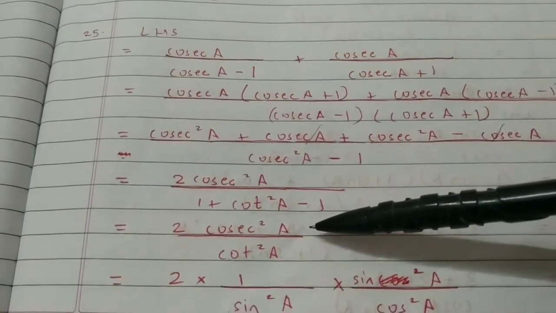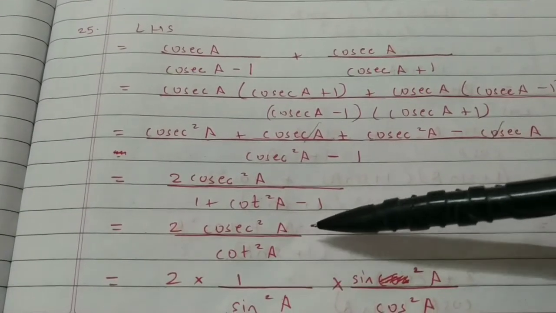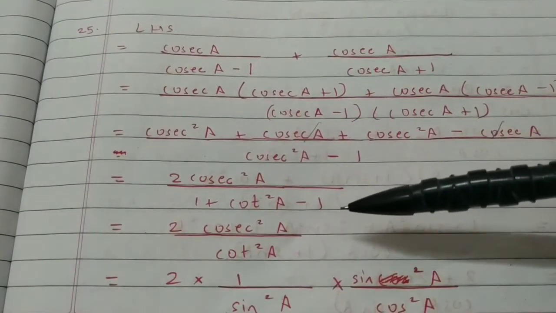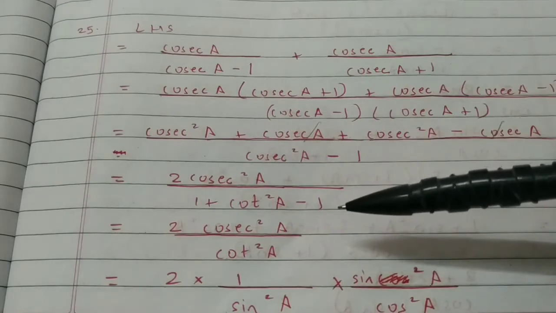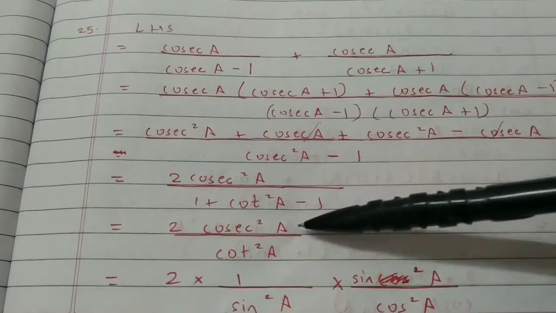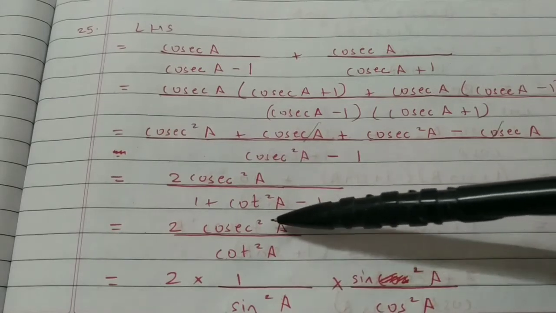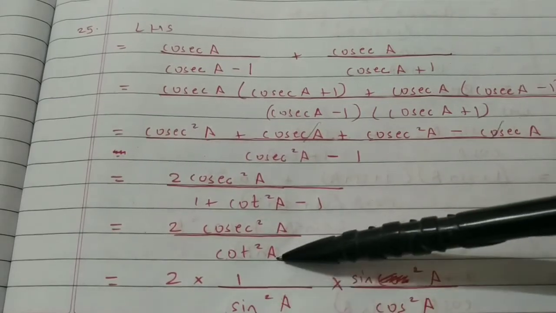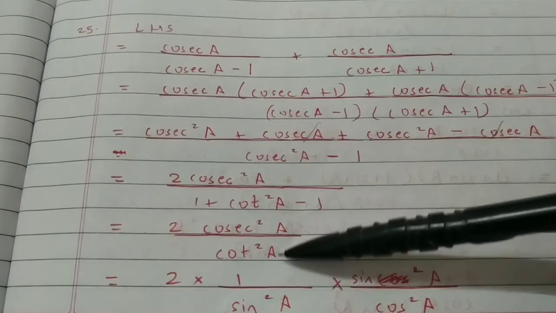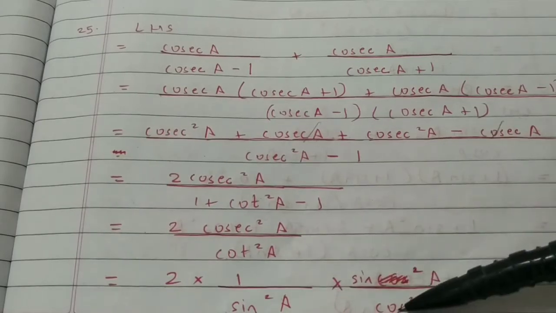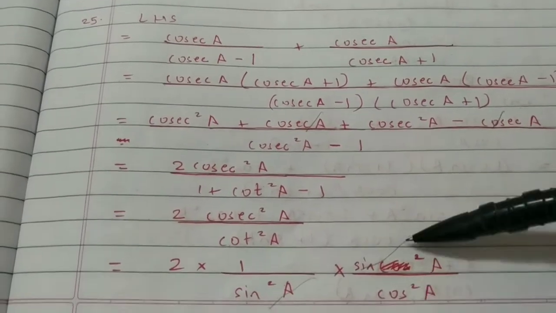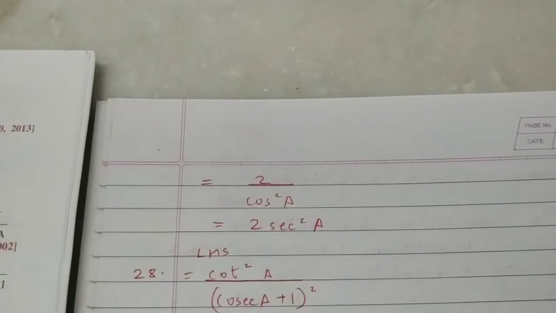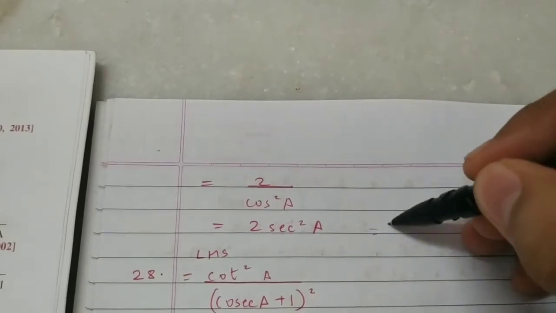Now, convert the cosec and cot in terms of sine and cos, because in the RHS of the question, we want sec. We don't want cosec and cot. So cosec will become 1 upon sine and cot will become cos upon sine, reciprocal that's sine upon cos. Sine and sine gets cancelled. Reciprocal of cos is sec, and that's how you get the RHS.